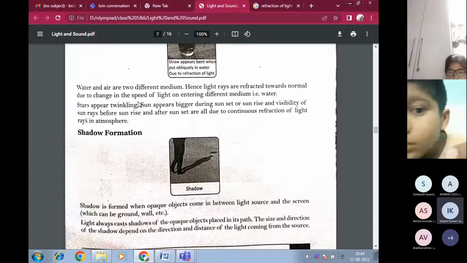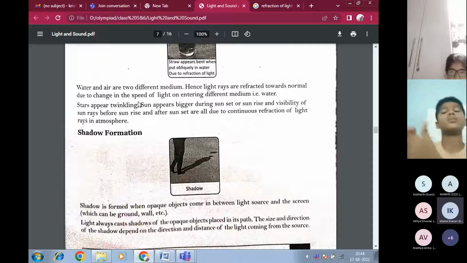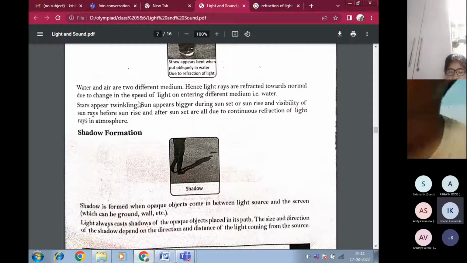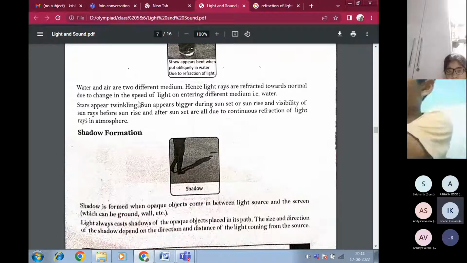For example, when you shake your hands in the atmosphere, is it easy? If you try to shake or move your hand in the atmosphere, it is very easy. But if you try to shake your hands inside the water, it will not be easy. Ma'am, we have to put our pressure. Yeah, you have to put a lot of pressure. The same way here, the speed of light in the water medium is different from the speed of light in the air medium. Because of this difference, you will see the objects like that.